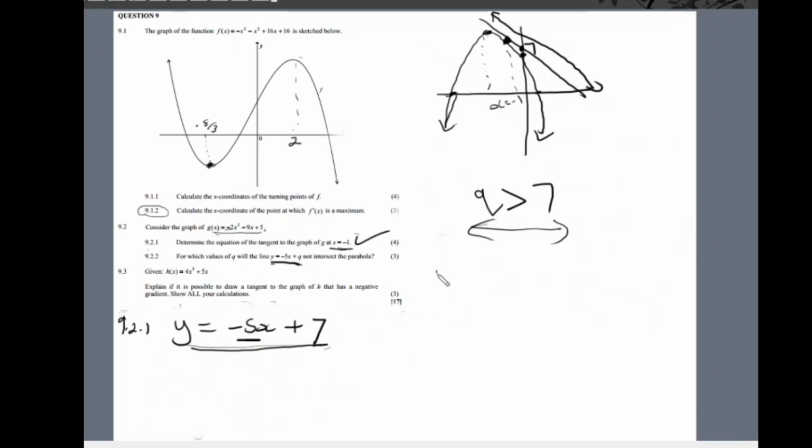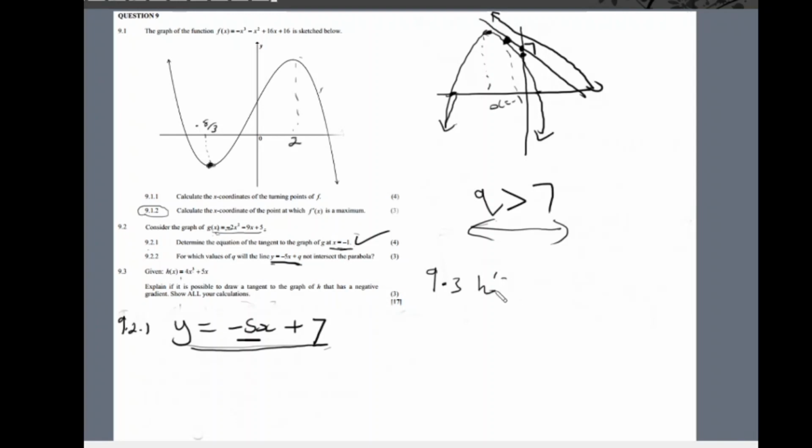And then going on to 9.3. So in 9.3 we are given h of x equals 4x cubed plus 5x, and they want us to explain if it is possible to draw a tangent to the graph of h that has a negative gradient, and show all our calculations, right? So now we know that in order to find the equation of a tangent, we need to first calculate the gradient, and we do so by finding the first derivative of that function, right?